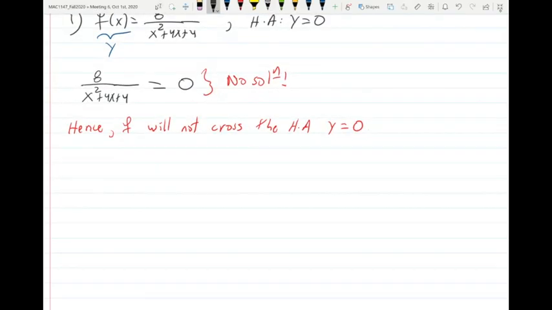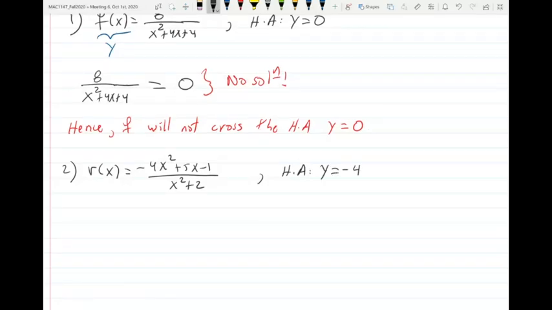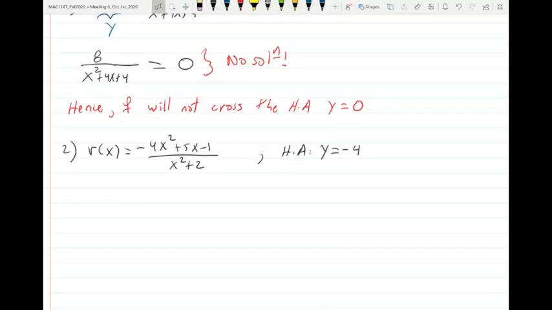Okay, so now let's analyze the next one. So we have g of x, which is negative 4x squared plus 5x minus 1 over x squared plus 2. And then we found that we had a horizontal asymptote, and that was the line y equals negative 4. If we want to figure out whether we're going to cross this line or not at some point, then we just have to set them equal to each other. And then we solve the equation, okay?